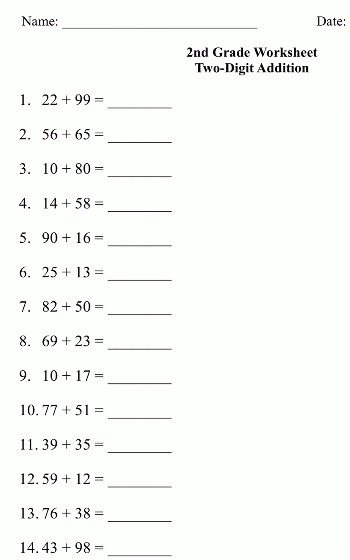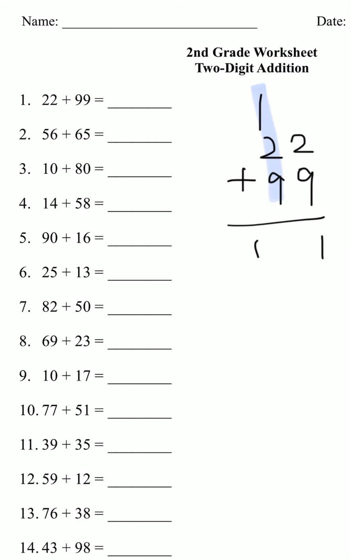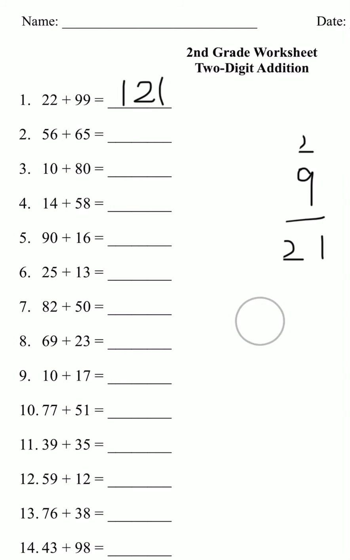So number 1, we have 22 plus 99. So 2 plus 9 is 11, so the first digit goes down, and we write our second digit above. Now, 1 plus 2 is 3, and 3 plus 9 is 12. So that would be 121.